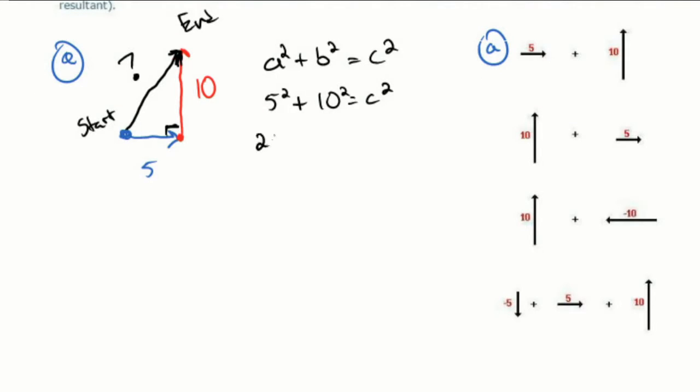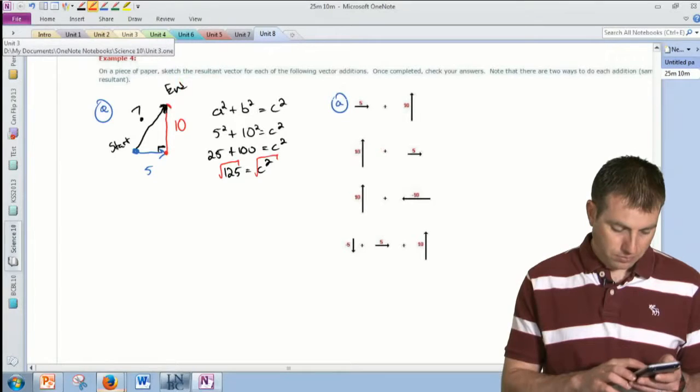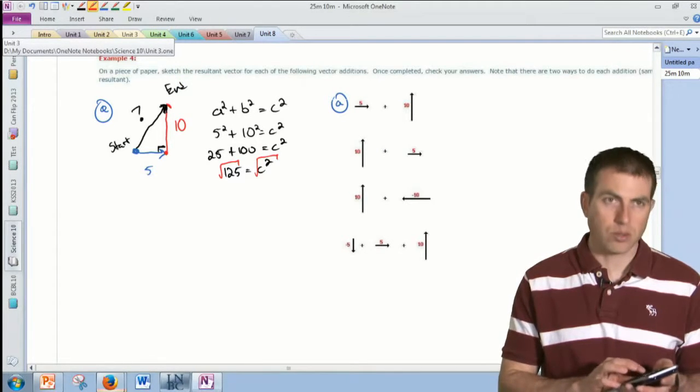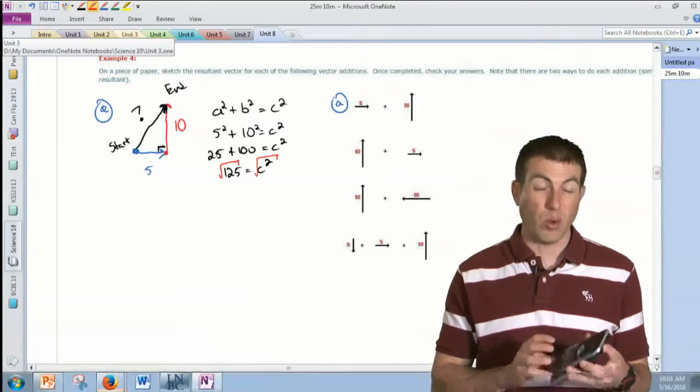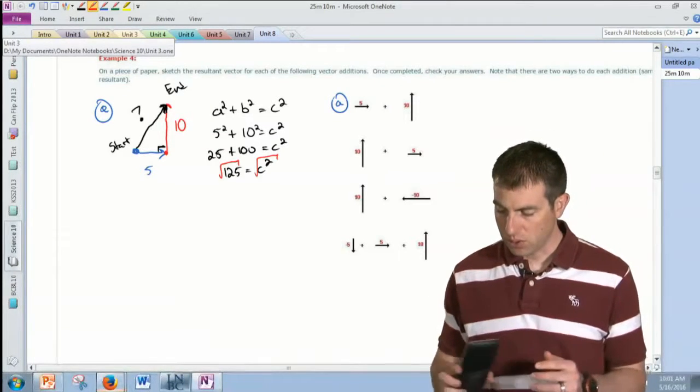So I'm going to have 25 plus 100 is equal to c squared. Add those together. And then I'm going to take the square root of both sides. And I don't know what the square root of 125 is off the top of my head, but I do have a calculator that has that information for me. So I'm going to take the square root of 125, just plug it into my calculator, and it tells me that that is 11.18. So we'll just call it 11.2.